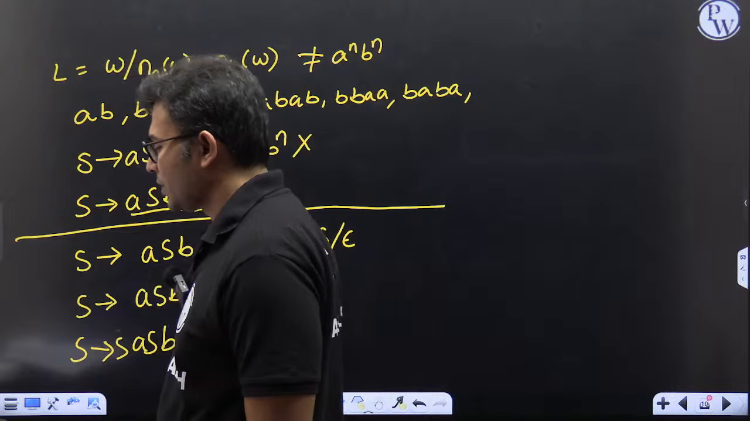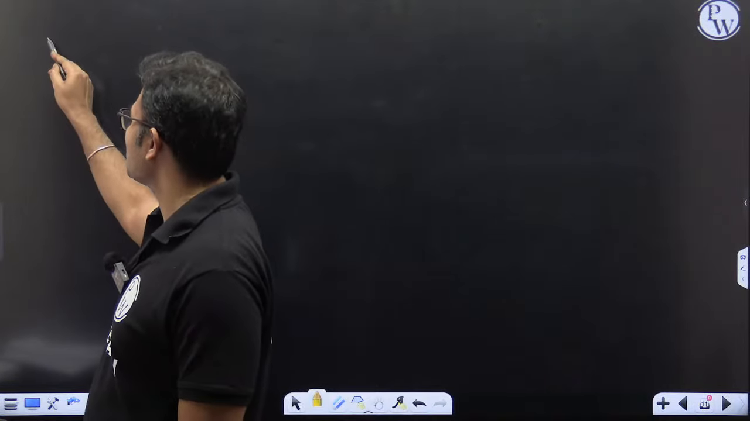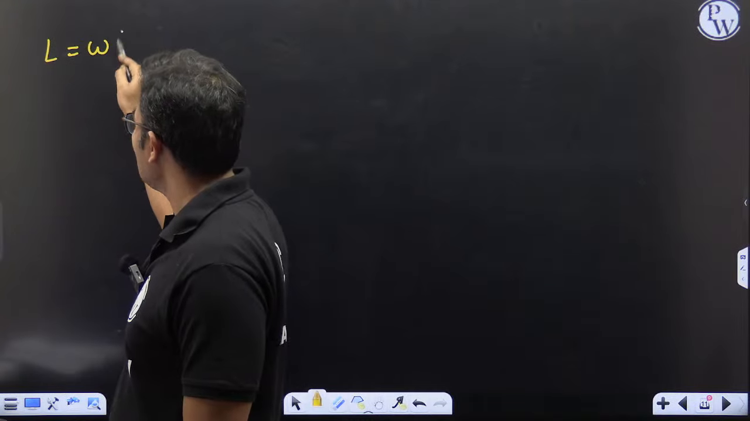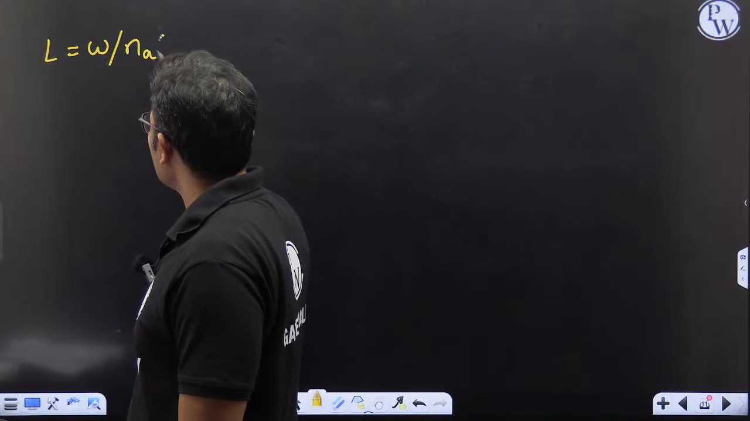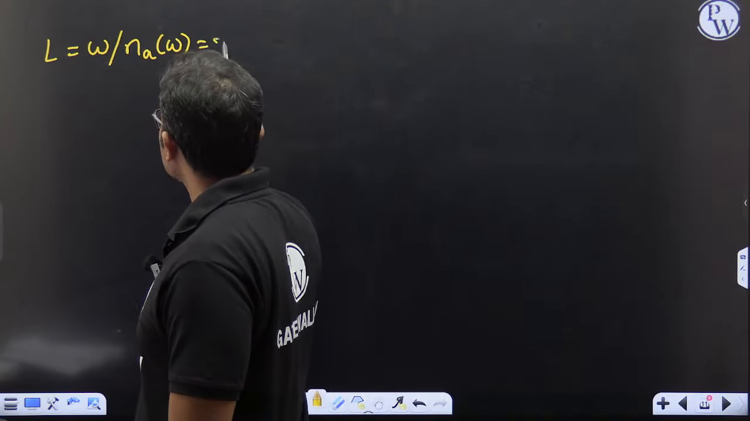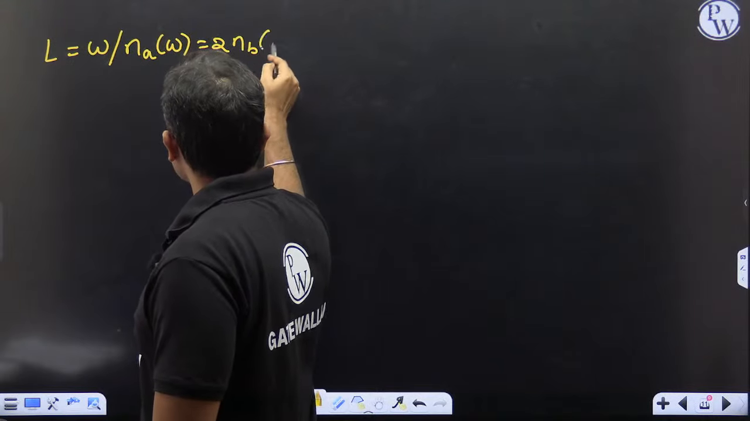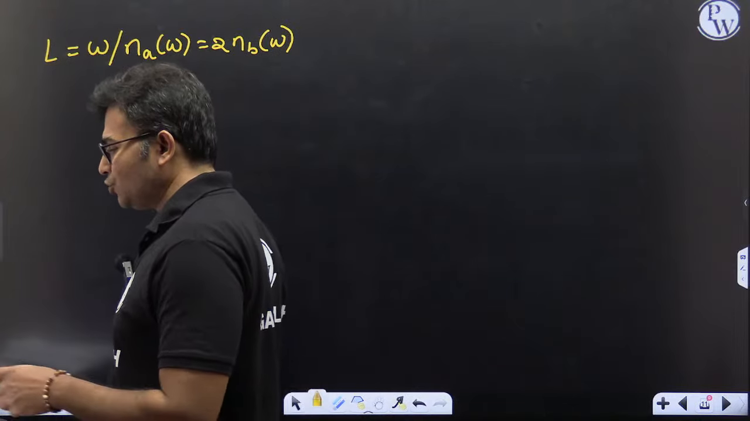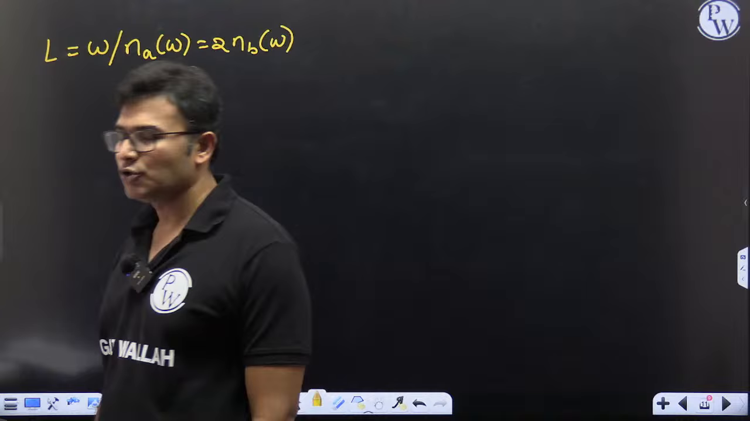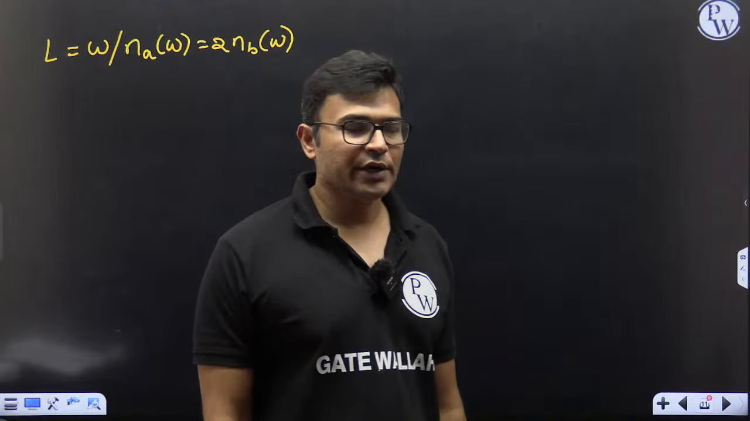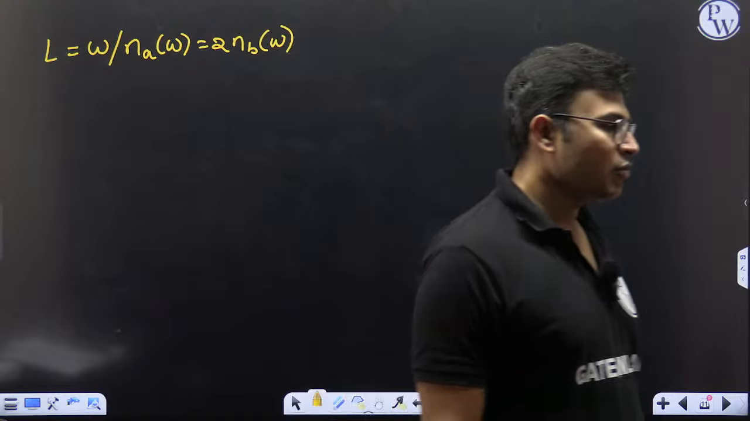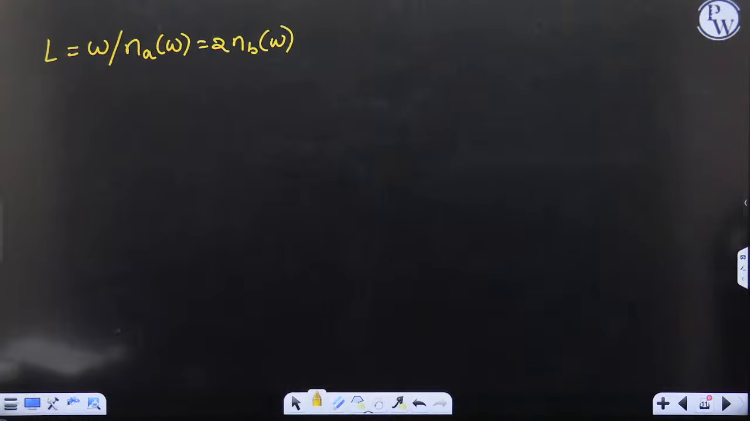Now tell me about this. Use the same shortcut. L equal to W such that the number of A's in W is equal to 2 into the number of B's in W. Use the same shortcut and give the answer. You will get 3 grammars.